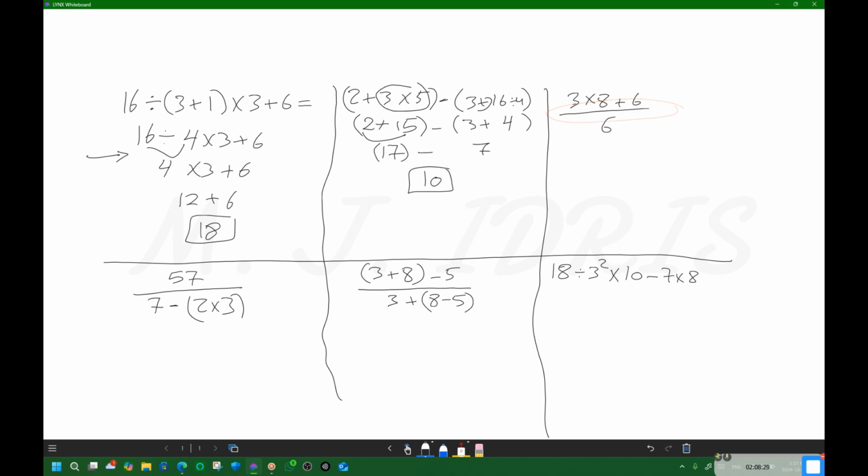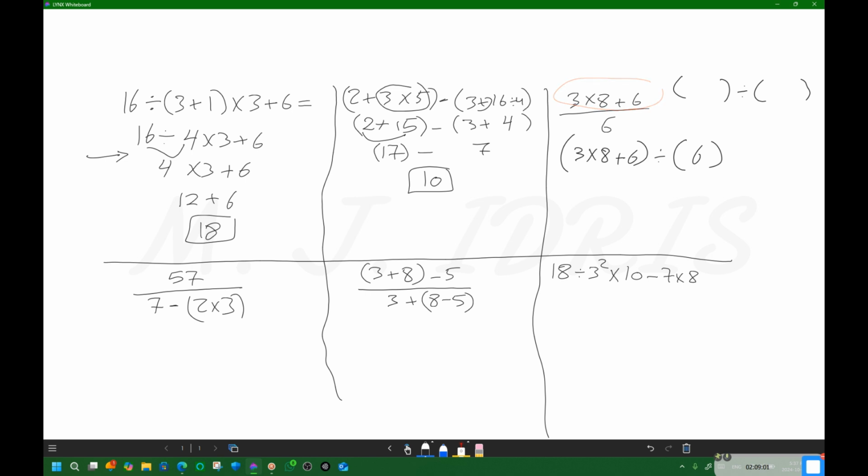think of it as brackets division by brackets. So in order for me to solve this for the first time, then when you get used to it, you don't need to do this. I'm going to look at it as if it was 3 times 8 plus 6, divided by 6. So I need to solve the first bracket, which is the numerator here, first. The whole numerator, I need to solve it first.